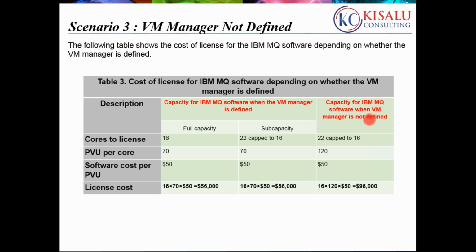Now, if your VM manager is not defined, you will have your 22 cores capped to 16, but the PVU table might show you the highest PVU value for that particular technology, which may be 120, for example. Then you will pay your 16 cores times the higher PVU value of 120. And if we take $50 per PVU, then your cost is higher. Although you are on a virtualized environment, because you don't have the VM manager, you end up paying higher than if you define your VM manager.